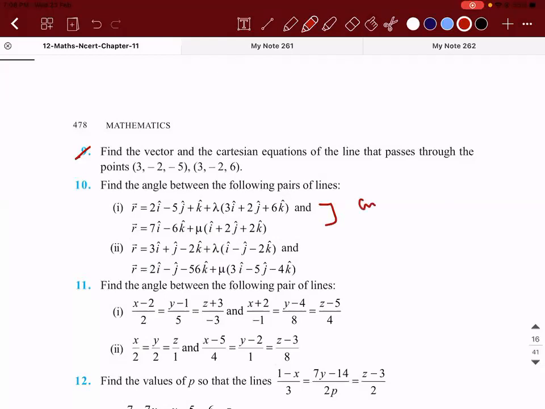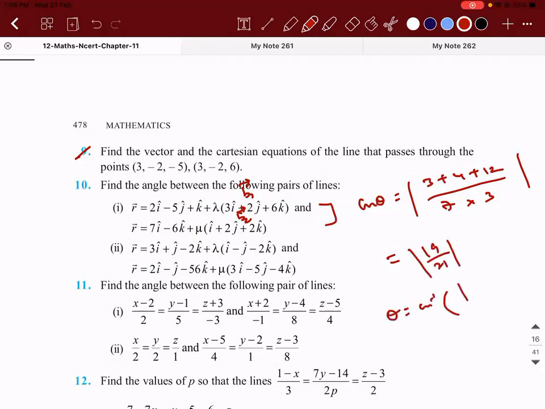So what do you do? Cos theta is equal to, for the first one, this is B1 vector, this is B2 vector, magnitude of B1 vector dot B2 vector. 3 plus 4 plus 12 divided by square root of 9 plus 4 plus 36, which is the square root of 49, that is 7, into square root of 1 plus 4 plus 4, that is 9, so that is 3. 12 plus 4, 16, so it will be 19 divided by 21. So theta is equal to cos inverse of 19 divided by 21. Okay.